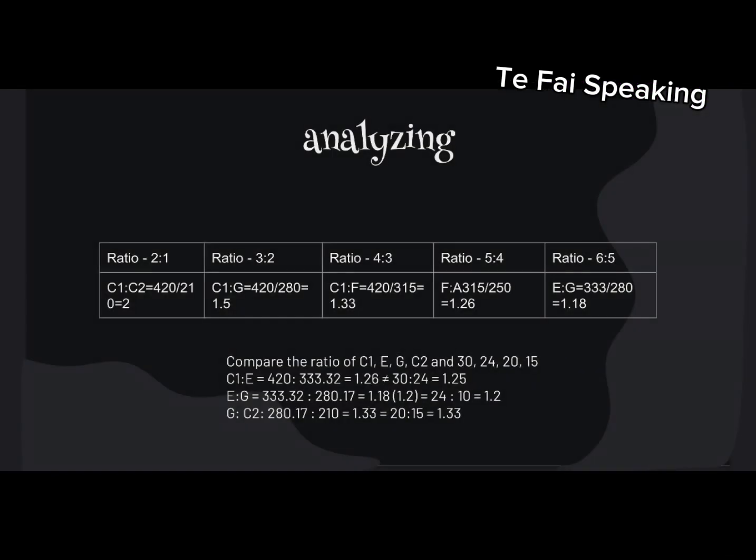Analyzing. By simplifying the ratio, dividing each number by 14, you'll end up with 30, 24, 20, and 15. And the ratio would be 30, 24, 20, and 15. Once simplifying the ratio of the string lengths by dividing each number by 14, you would end up with a ratio very similar to the one given to compare with.